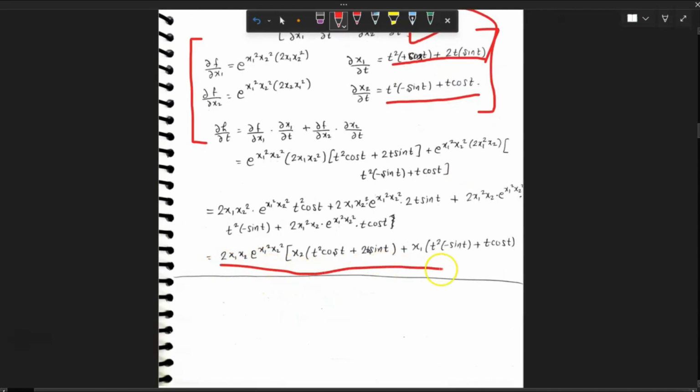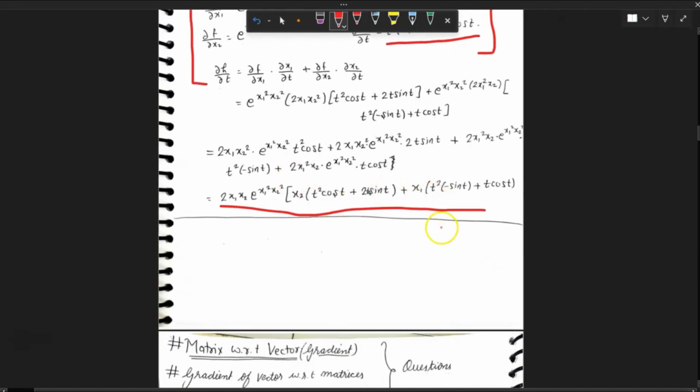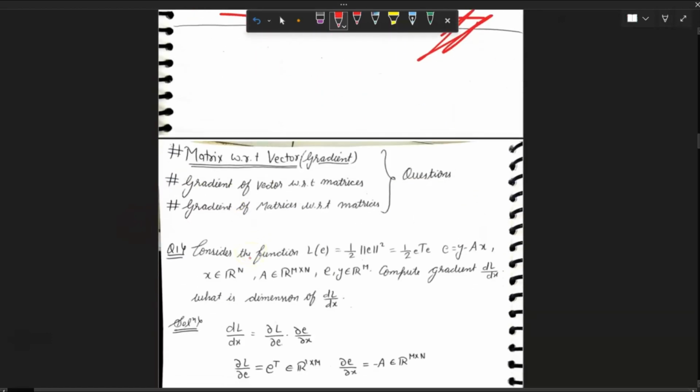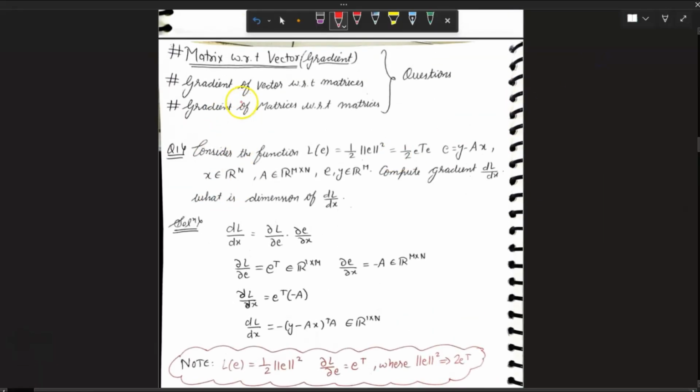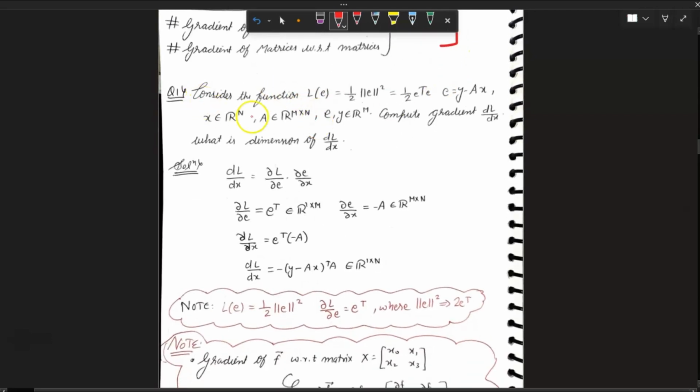Just simplify it, you will get this result, okay. I hope I am clear. And now moving next to matrix with respect to vector, that is gradient of matrix with respect to vector, and we will see here all the three, okay. Gradient of vector with respect to matrices also we will see here. Gradient of matrices with respect to matrices also we can see here, okay, because it does not have any formula, just a step you need to follow, which I will tell you.